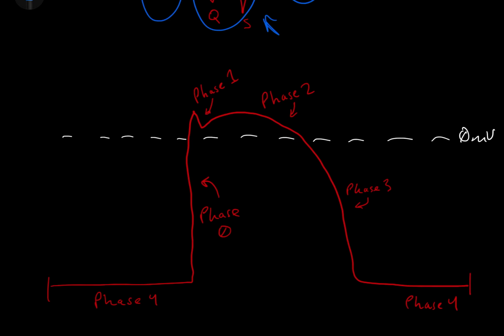But phase 0 is what we're talking about here. Phase 0 is this entire area right here. This is what we call the rapid depolarization, and this is also called the upstroke. And so your upstroke is where your myocytes are going to say, all right, we really need this action potential, and we're just going to go for it.